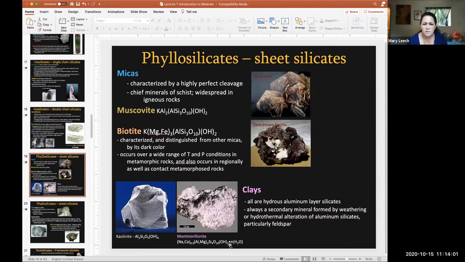These are also hydrous minerals, the OH, and this one even has some structural water in it. These would definitely contribute to the water that buoyantly rises out of a subducting crust and enters the mantle wedge and lowers the melting temperature of those mantle peridotites or pyroxenites. Muscovite and biotite are all over the place. They're found in lots of different rock types. So it's just a good mineral to know.